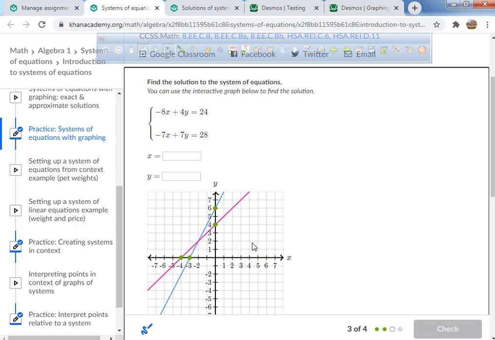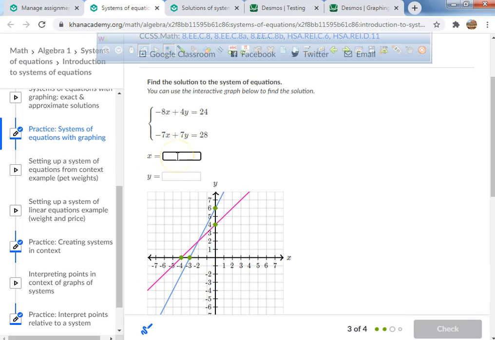So if you're wondering how I did that so fast, just take this number, divide it by the -8. That gets your x-intercept. 24 divided by 4 gets your y-intercept. That's the blue line. And I did the same thing for this one. So you can go back and see how I did that if you want to. Now, the ordered pair that's a solution is at -2, +2. So I'm going to put it's at -2 and +2.